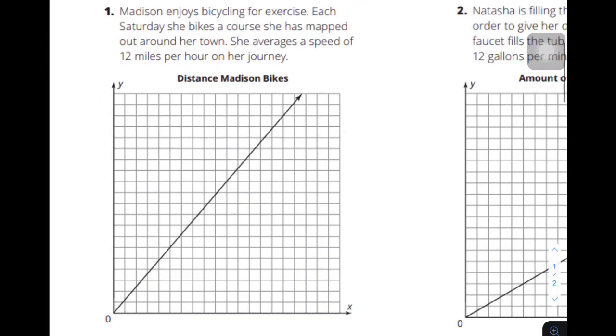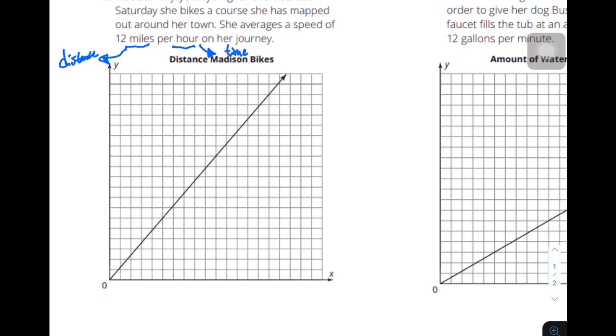Alright, so in our situation, we have two units that stand out right away. We're talking about 12 miles per hour. Miles, an hour. Those are units of measure. Well, what does hour measure? It's a measurement of time. What do miles measure? Well, that's a measurement of distance. So right away we have our two units right there. We have time that's being measured in hours and distance that's being measured in miles.